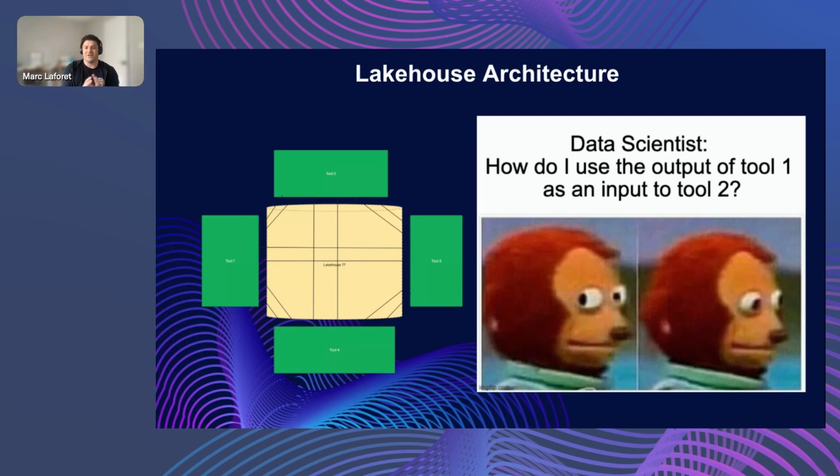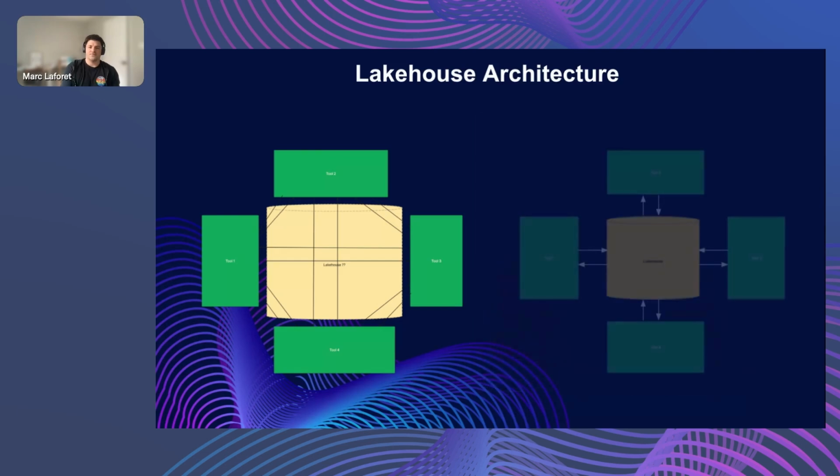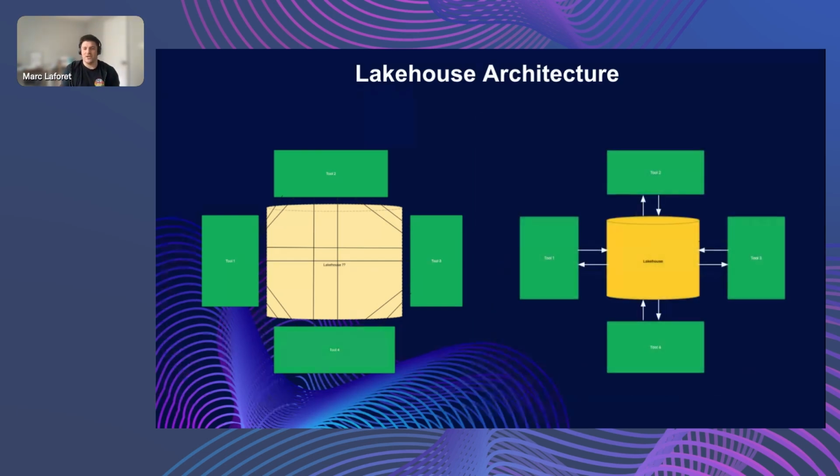Even worse than that, data scientists would come to us and ask really simple questions like, hey, I used tool one, I produced a data set, I want to use that as input to another tool. How do I do that? And we're like, that's actually really hard. So something had to change. We wanted to re-architect our data lake and make it the central layer where all data came in and out of, and produce a specification that all tools would use to store their data on disk.